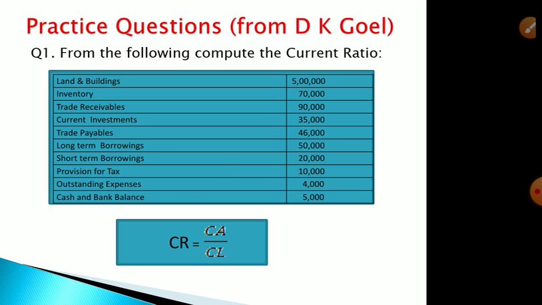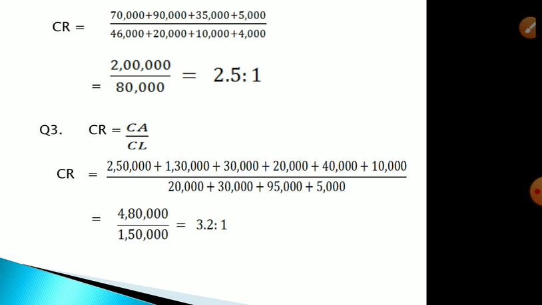Now, as per the formula, we'll put the values of all the current assets and current liability in the formula, which is inventory 70,000, trade receivables 90,000, current investment 35,000, cash and bank balance 5,000. In the current liability, we have written trade payables 46,000, short-term borrowings 20,000, provision for tax 10,000, outstanding expenses 4,000. So the total of my current assets is 2 lakh and the total of current liability is 80,000. By dividing it, we have got the answer as 2.5:1.